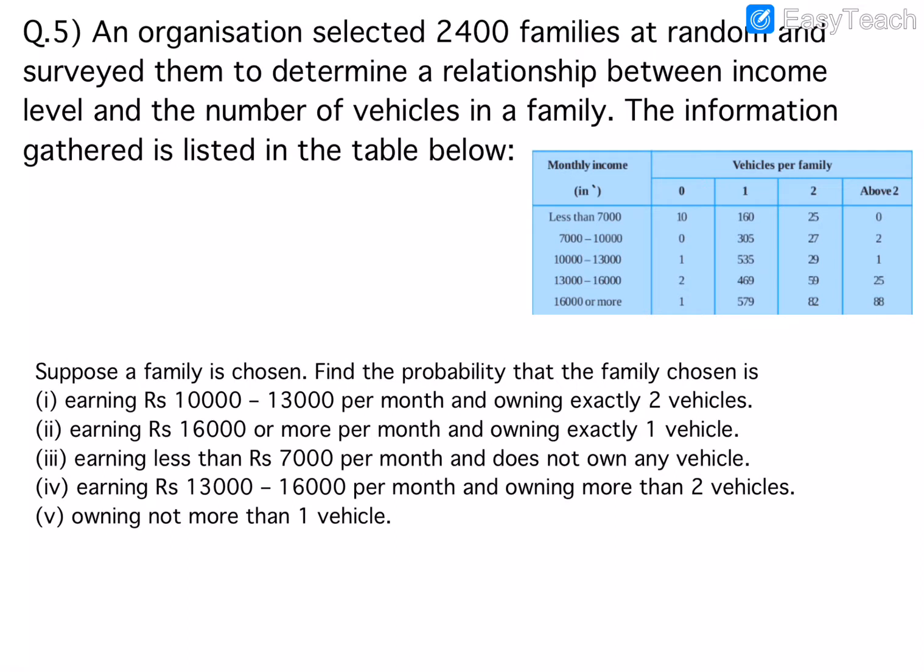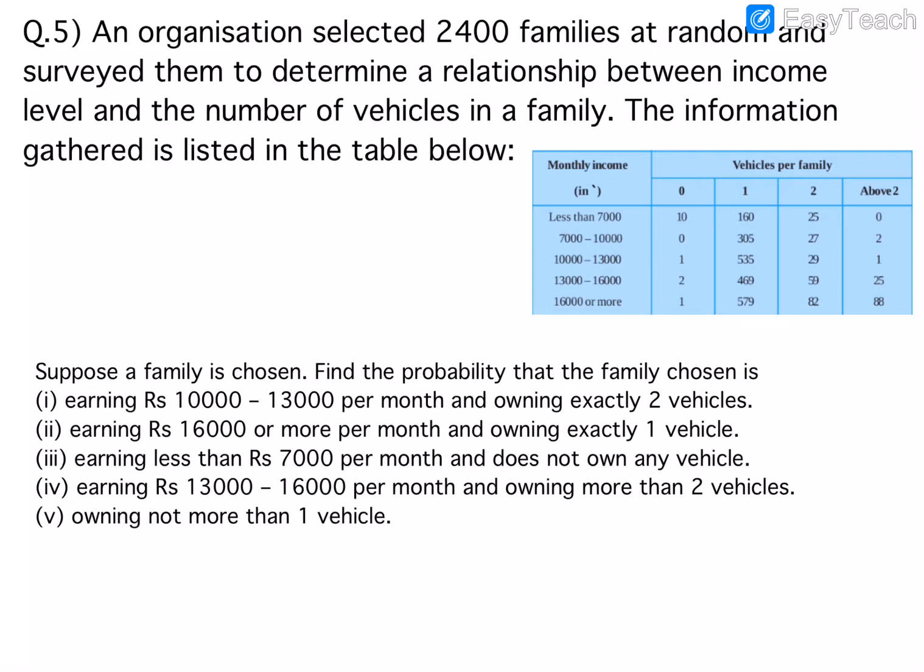Suppose a family is chosen. Find the probability that the family chosen is earning rupees 10,000 to 13,000 per month and owning exactly 2 vehicles. So we have to take the income group 10,000 to 13,000 and owning exactly 2 vehicles, and such families are 29 in number. So the required probability will be 29 upon 2,400.